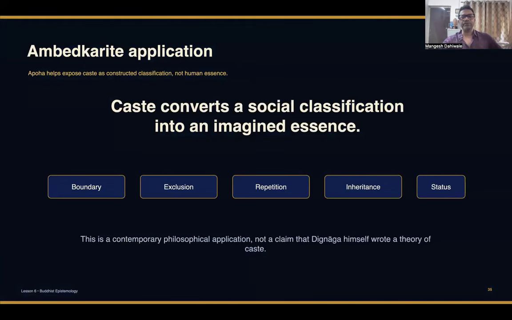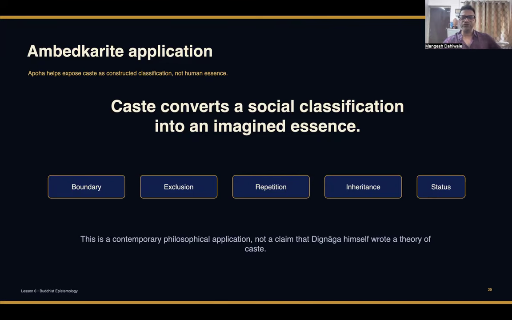So let's look at this from the Ambedkarite perspective. Apoha helps expose caste as constructed classification, not human essence. So long as there is a Brahman, there is a lower caste. The Buddhist philosophers didn't go much into this. Some of them have gone into that, but the labeling of caste is a constructed classification. It doesn't refer to the human essence. And the Buddha has time and again taught this. The Buddhist philosophers have time and again talked about this. So caste converts a social classification into an imagined essence. So it creates boundaries, it creates exclusion, repetition, inherence, and status.